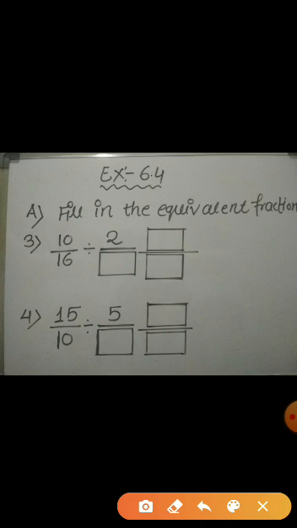Now see the last example. Here the fraction is 15 upon 10. And here 15 is only divided by 5. And again the denominator is missing. So what should we write in the denominator? Yes, 5 only. Now 15 divided by 5 is equal to 3. And 10 divided by 5 is equal to 2. Hence 3 upon 2 is the equivalent fraction of 15 upon 10.